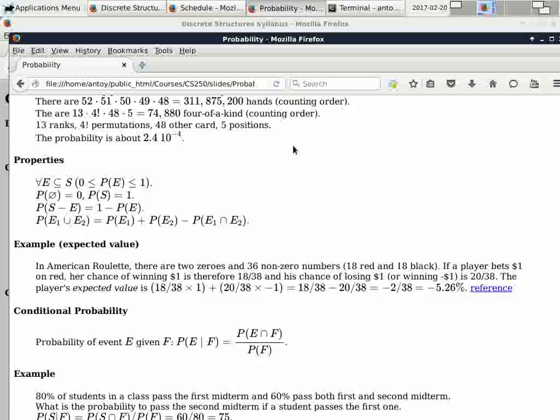So 5.26 of a dollar is more or less a nickel, right? And so your expectation is that every time the wheel spins, if you play red, you lose a nickel. This means that now you lose $1, now you lose another $1, now you win $1, now you lose another $1, but in the long run, you will lose about 5 cents every time the wheel spins. This is the expectation. All right?